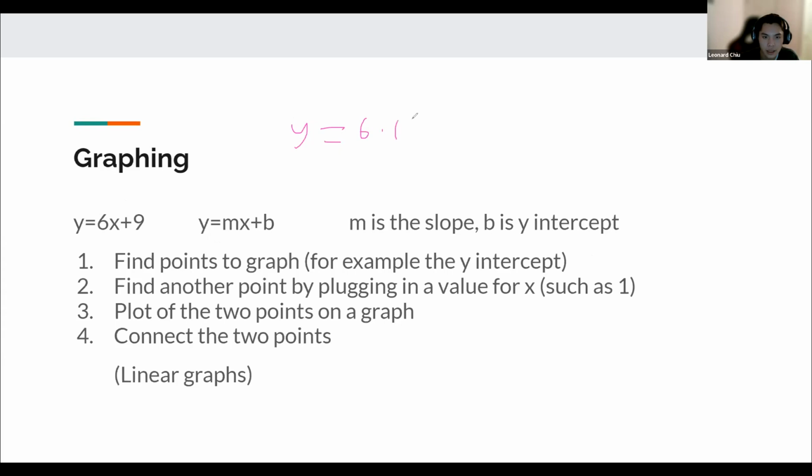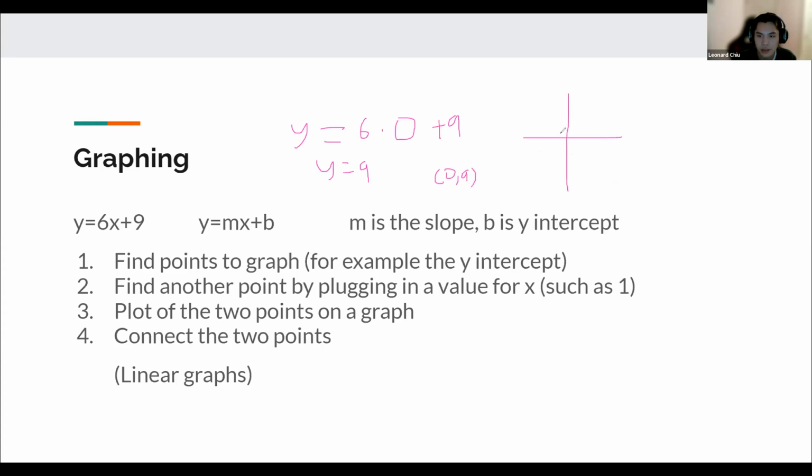y equals 6 times 0 plus 9. So 6 times 0 is 0. So then y equals 9. So we know that if we plug x equals 0 into the equation, we get y equals 9. I'm going to hand draw the graphs first, but I'll show you guys on Desmos, which is a graphing calculator device online. So then we know that (0, 9) is a point.